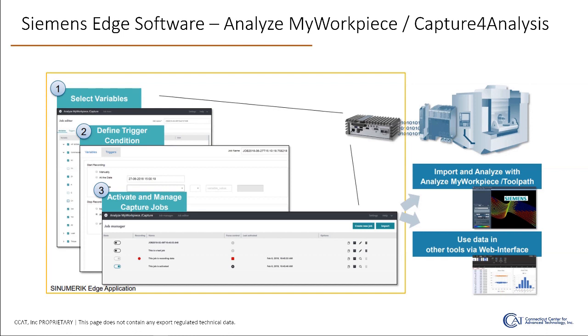What's nice about this piece of this Edge application is that it allows us to select the variables that we want to record. It allows us to define trigger conditions. So when do we want to start the recording? When do we want to end the recording? What triggers the recording event itself? There are different ways to trigger the recording event. And then obviously we have a way to manage captured jobs and export the data out, and so on and so forth.